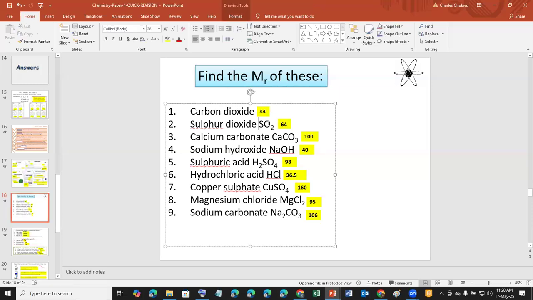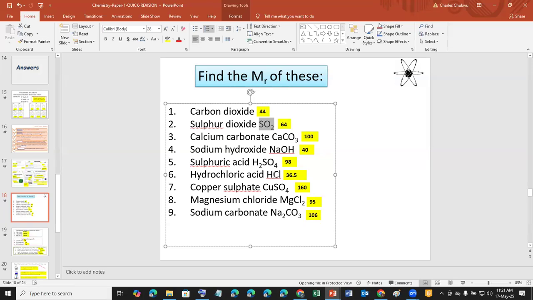So for sulfur it's 32, right? For oxygen it's 16. 16 times 2 is also 32. So 32 for sulfur, remember we did not multiply anything because sulfur is just 1. Added to 32 from the 2 atoms for oxygen will give you 64. So again, that's how you obtain the number for each of them.